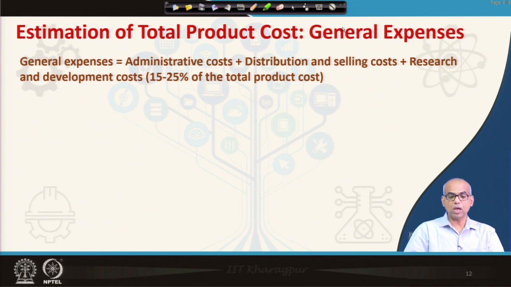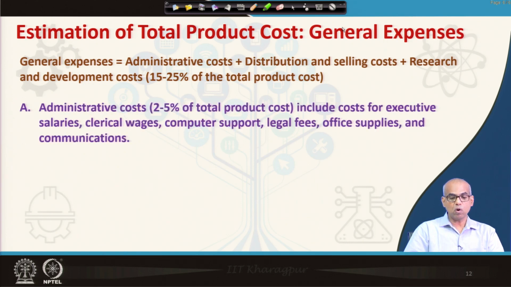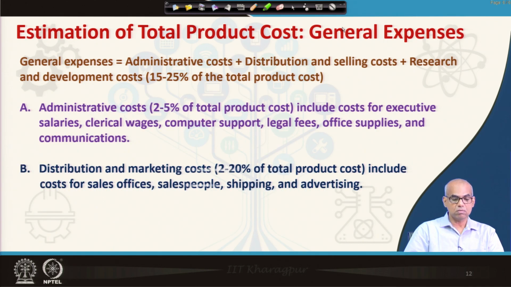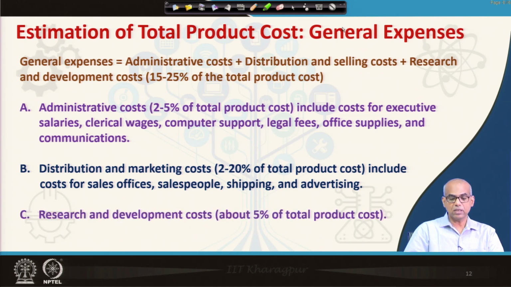General expenses is the sum of administrative cost, distribution and selling cost, and research and development cost, and it will be about 15 to 25% of the total product cost. Administrative cost will be about 2 to 5% of total product cost. Distribution and marketing cost will be about 2 to 20% of total product cost, and research and development cost will be about 5% of total product cost. So, this is how you will be able to estimate the total product cost from the sum of manufacturing cost and general expenses.